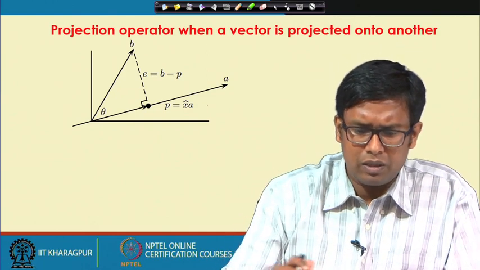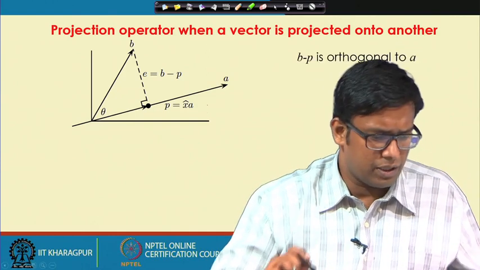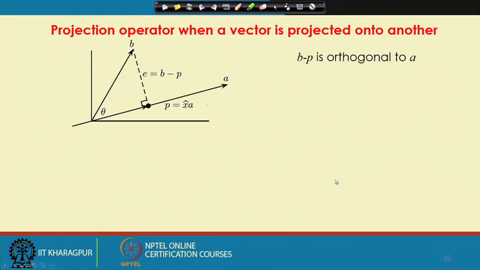So, for the projection operator, B minus P is orthogonal to A, or we can write A transpose (B minus P) is equal to 0, which gives us A transpose B is equal to x tilde A transpose A. So, x tilde is equal to A transpose B by A transpose A.